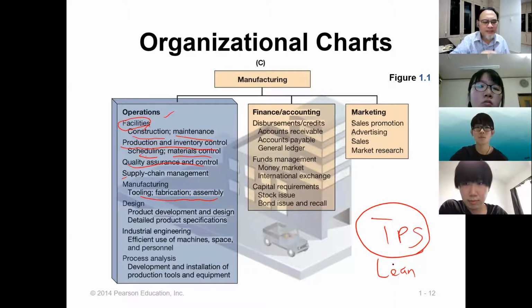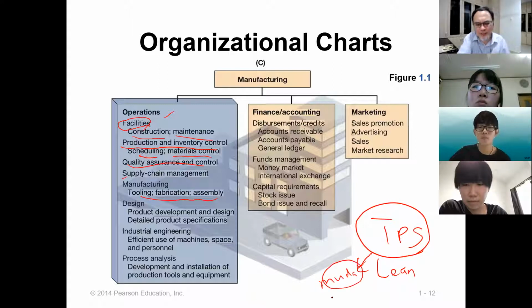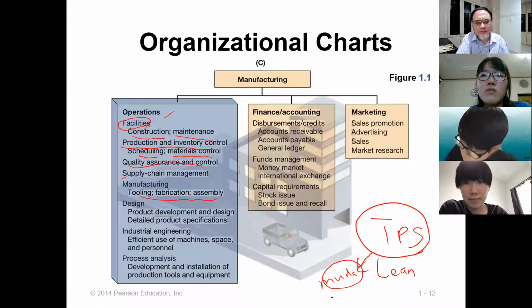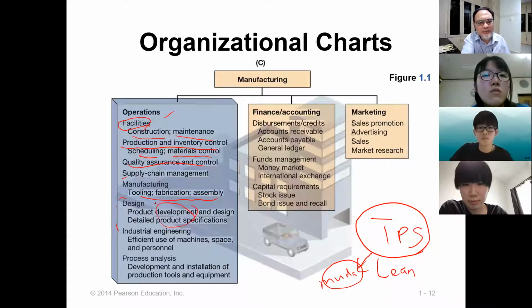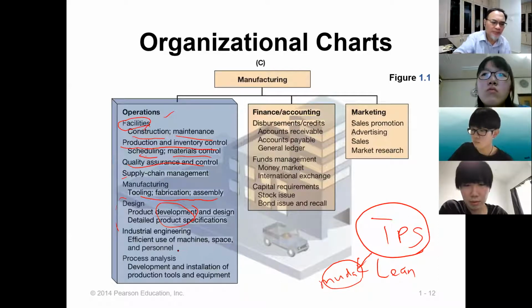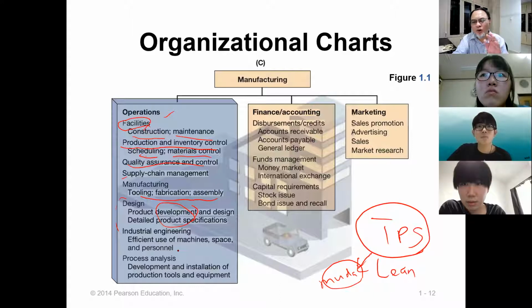Manufacturing must be efficient because in TPS, in Japanese, there is muda, elimination, and mura, elimination and reduction, and other things: design, product design, development, detailed product. Of course, the production manager is not the one person doing all this. It is a lot of people. And then industrial engineering, efficient use of machines, space, and personnel, such as process analysis. So these are all operations. If it is not managed properly, you will see a lot of wastage, a lot of redundancy, many underutilized facilities.